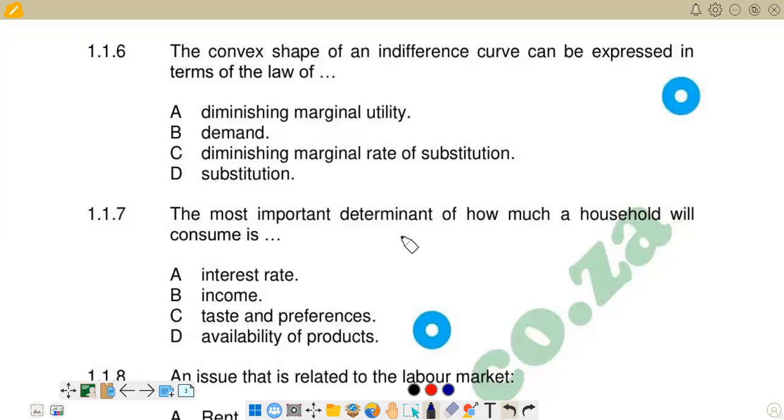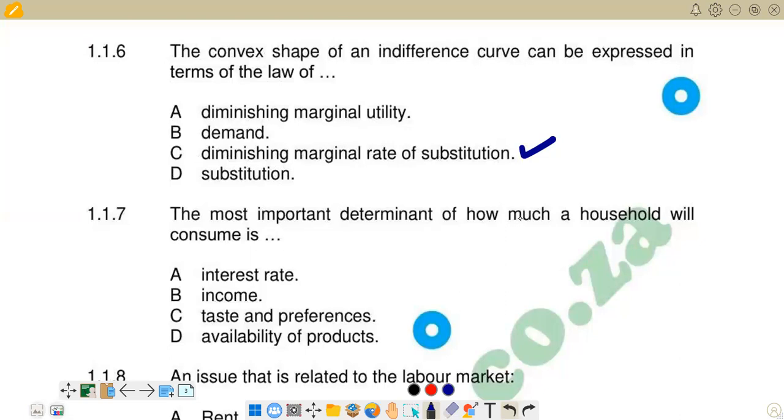So you see that the convex shape of the indifference curve can be expressed in terms of the law of, you know that the slope of the indifference curve, or the gradient of the indifference curve, is measured as the marginal rate of substitution. And that marginal rate of substitution declines as we go down the curve. So the most appropriate that we have there is diminishing. Diminishing means it's reducing. It's a reduction in terms of the marginal rate of substitution. So C becomes the most appropriate.